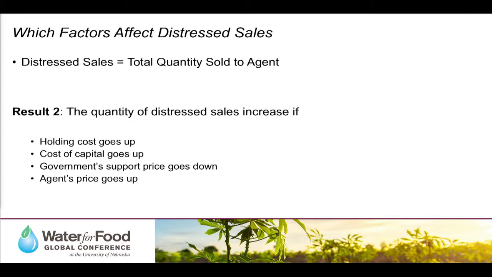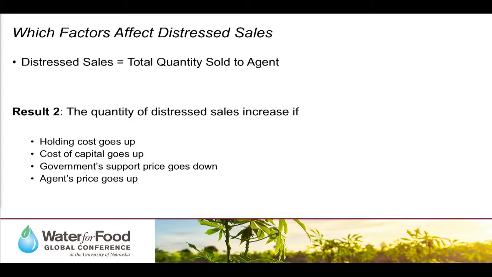If the government support price goes up, the farmer will be more inclined to sell to the government and hold it for the future. And finally, if the agent's price goes up, the farmer would be more inclined to sell to the agent instead of to the government, right? So these are very intuitive insights of how these distress sales change with all these model parameters.